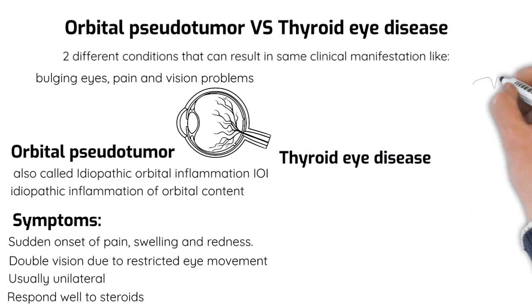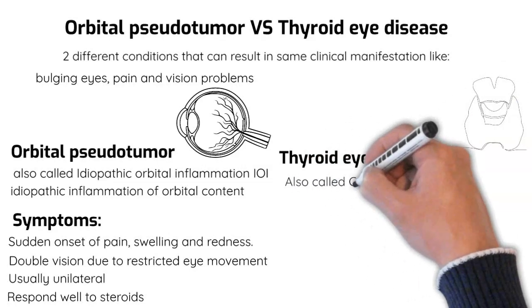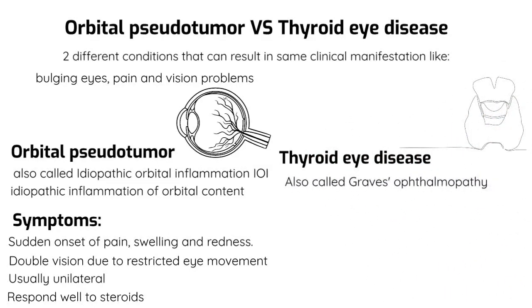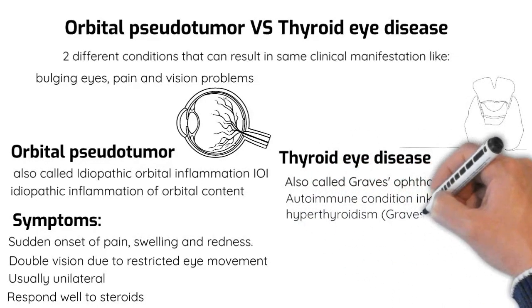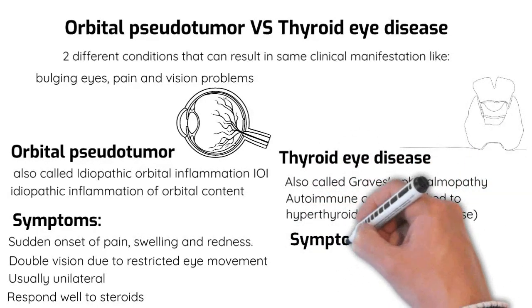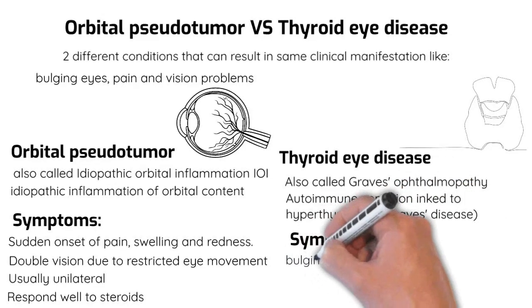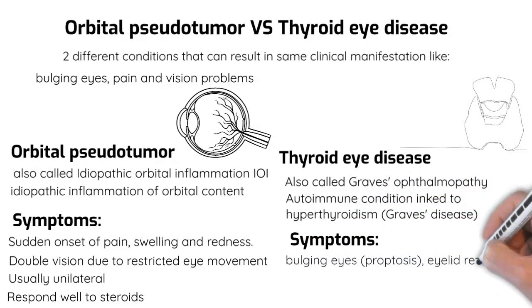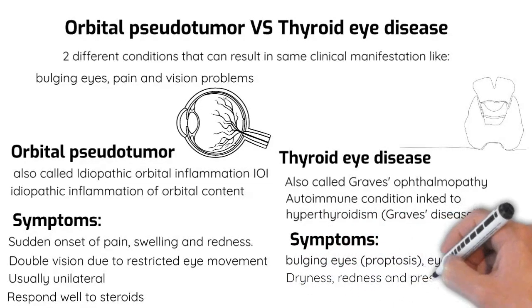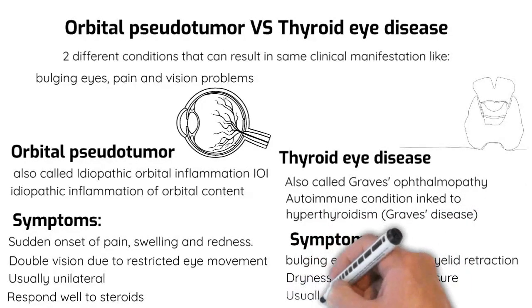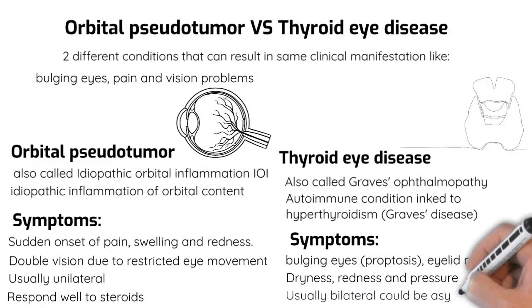On the other hand, thyroid eye disease is also called Graves' ophthalmopathy, which is an autoimmune condition linked to hyperthyroidism. Its symptoms include bulging eyes and eyelid retraction. Also, there is dryness, redness, and pressure sensation in the eyes. It is usually bilateral, however, it could be asymmetrical.